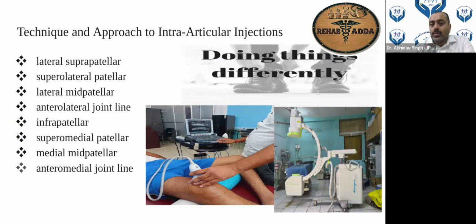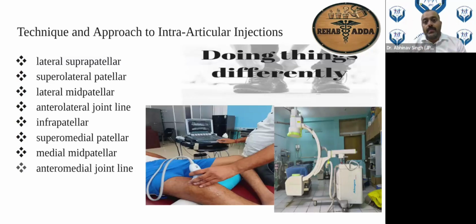You can give it USG guided, or you can give it C-arm guided fluoroscopy, and there are other techniques also. Commonly, I have tried both, and both work well. Remember one thing: even if you don't have these machines, you can go for intraarticular injections of the knee and shoulder with anatomical landmarks. It will show more or less similar results. It is only on the level of your confidence, how you are doing it, and how you are performing the procedures.